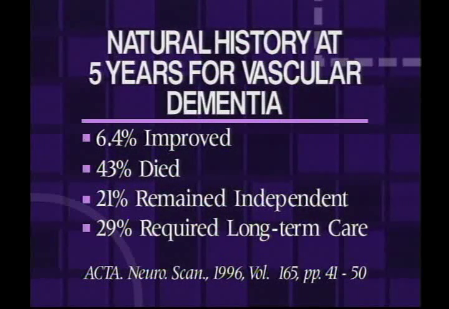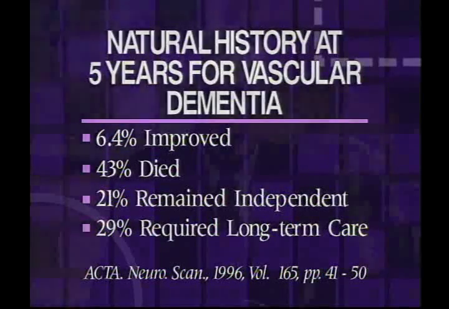That's probably due to the fact that they had other serious cardiovascular disease. About a quarter, or 21%, remained independent, and over a quarter required long-term care. Consequently, the patients with vascular dementia tend to do a little bit less well than patients with Alzheimer's disease. Is there treatment for vascular dementia?